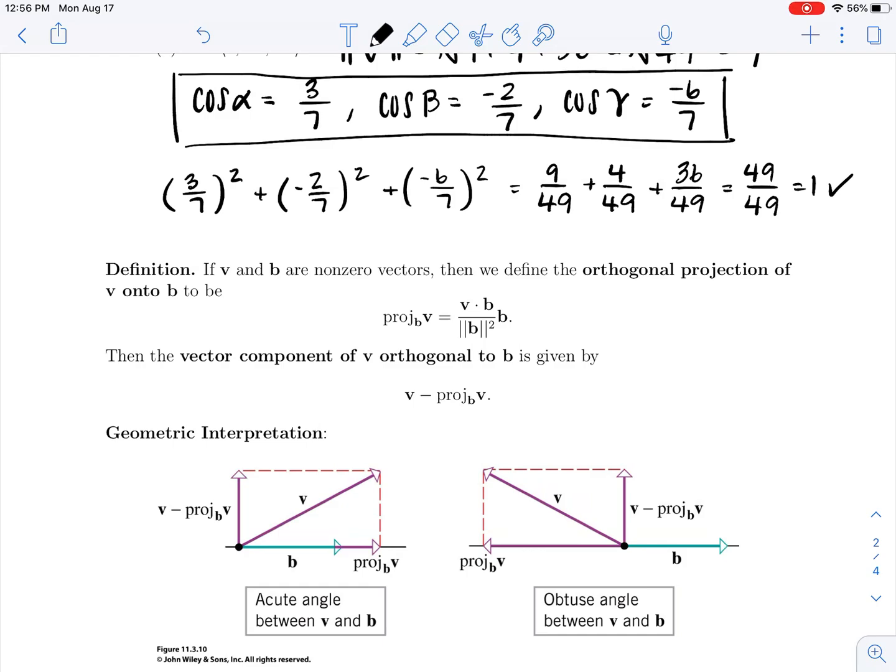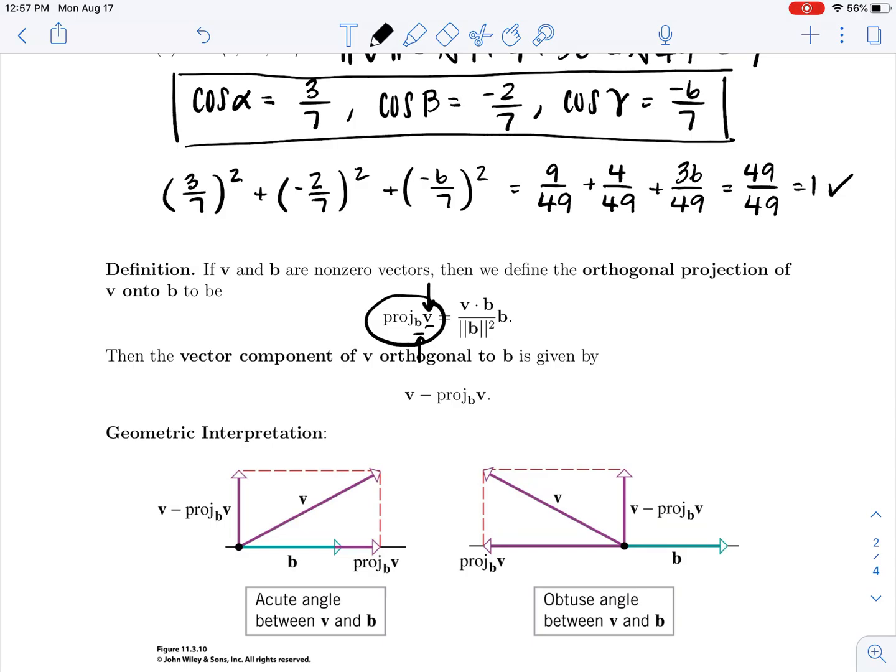All right. So the final concept that we want to talk about in this section is regarding projections of vectors. And so we have a definition here. If v and b are non-zero vectors, then we define the orthogonal projection of v onto b to be the following. First of all, let me talk about this notation. Proj obviously refers to projection, and then it's important to understand which vectors are subscripted and which vectors are not. So how this is read is the projection of v onto b. So v is the vector that is being projected, and b is the vector that we're projecting onto.